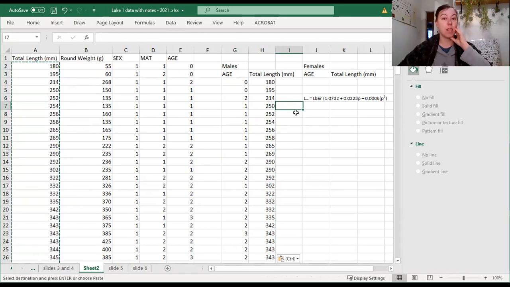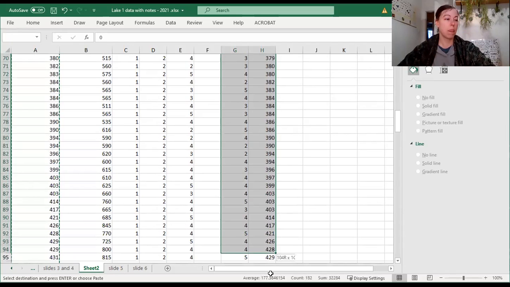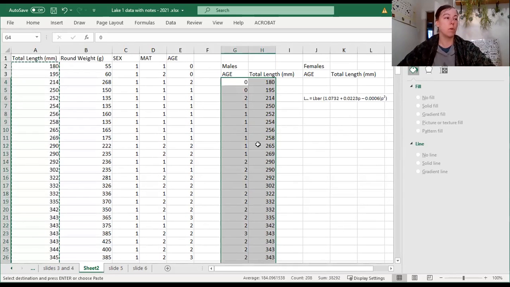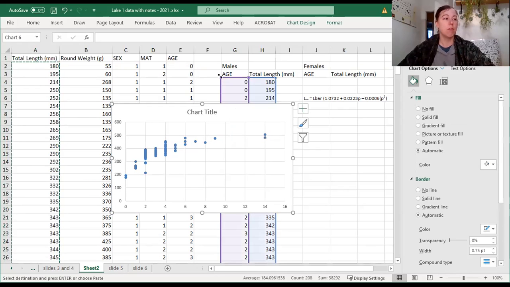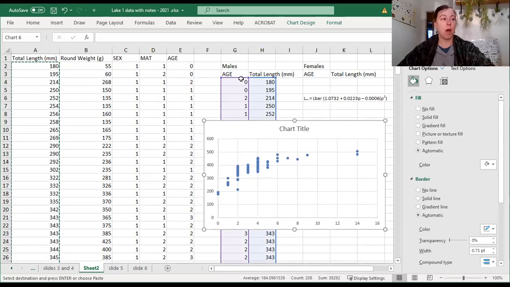The first thing we're going to do is a scatter plot. So we're going to highlight our data and insert a chart, a scatter plot. Something super good to know: I put age first and length second, and the computer automatically puts the first column on the x-axis. So I automatically have age on my x-axis, which, if you're used to using Excel, you do automatically.